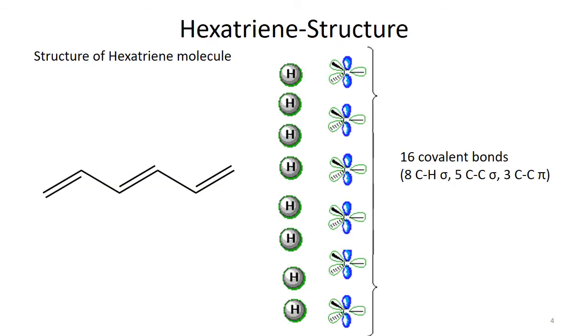This is how a hexatriene or 1,3,5-hexatriene molecule looks like. It has 3 carbon-carbon double bonds. Basically there are 16 covalent bonds in total, out of which 8 are carbon-hydrogen sigma bonds, 5 are carbon-carbon sigma bonds, and 3 are carbon-carbon pi bonds. And these 3 carbon-carbon pi bonds are very important to us because these pi bonds are basically involved in the pericyclic reactions.